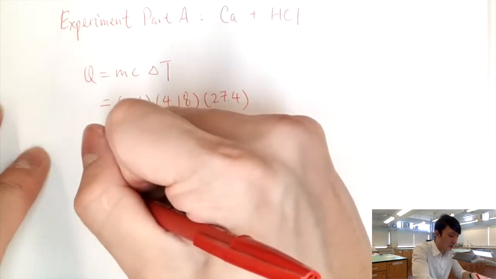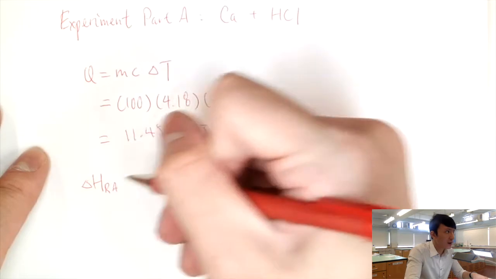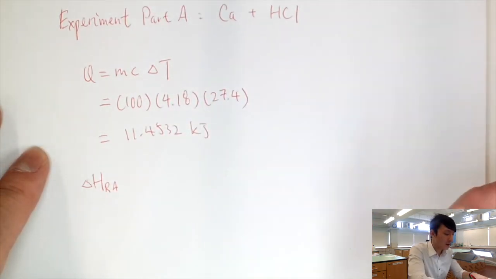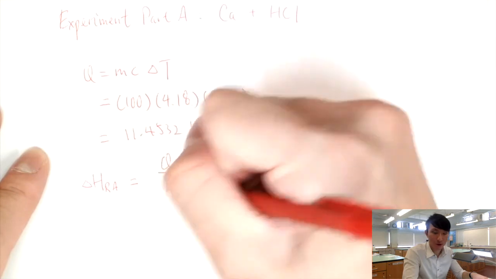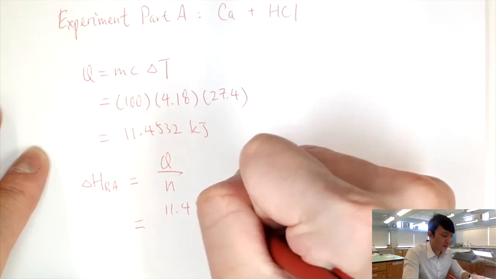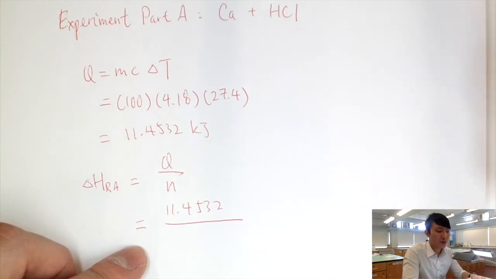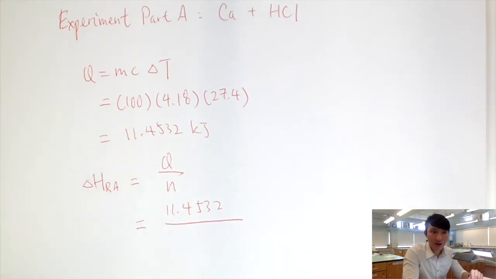After that, we are going to look into the delta H. In this case, this is the delta H_RA because it is part A. And this equals Q over the number of mole. Here, the number of mole will be determined by the mass of calcium that you have added. Now here, we need to know that the calcium added is the limiting reagent. You can tell that by doing some mole calculations, or by the fact that after the reaction you don't see any calcium left. That should be very obvious.